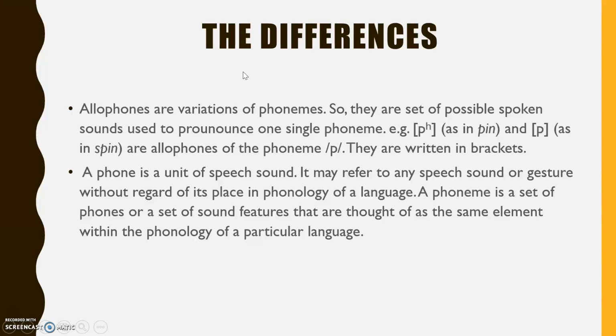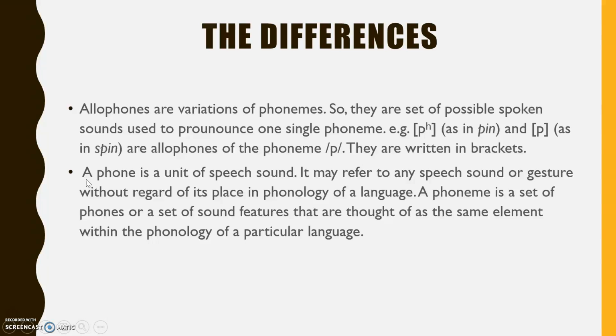The differences between allophones and phonemes are: allophones are variations of phonemes, so they are a set of possible spoken sounds used to pronounce one single phoneme, like this: [pʰ] as in pin and [p] as in spin are allophones of the phoneme /p/. They are written in brackets.